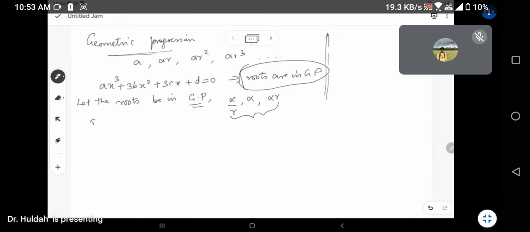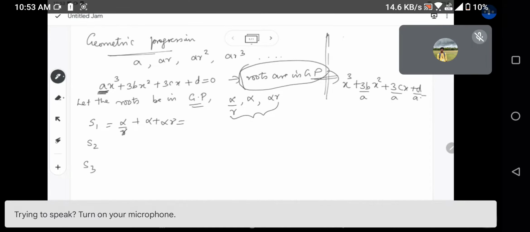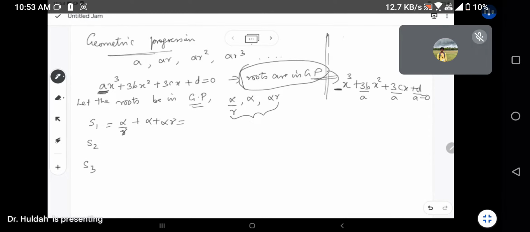Now let us write as usual S1, S2, S3. S1 would be first root plus second root plus third root. And that value is, please remember, the highest coefficient should always be 1. Okay. So we'll first write the equation as x cube plus 3b by a x squared plus 3c by a x plus d by a. Always make the highest coefficient 1, okay? Only then we will get the coefficients correctly.